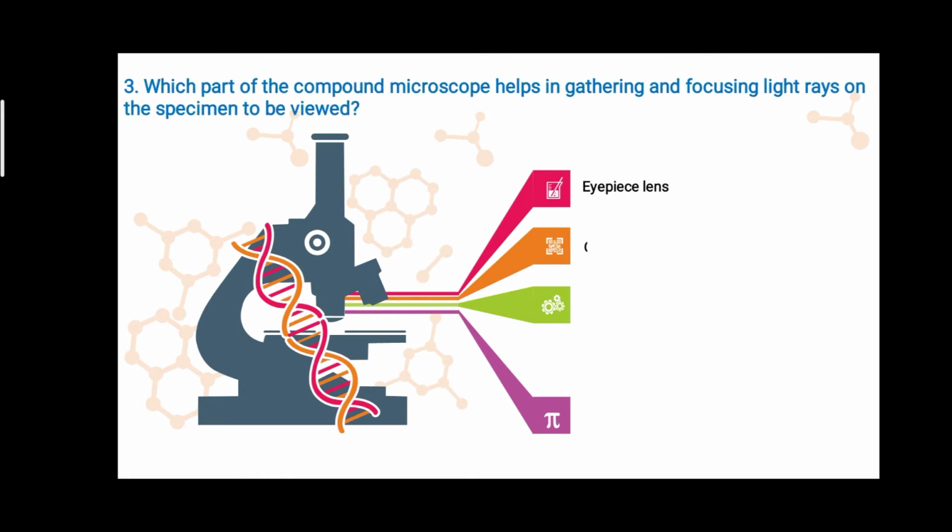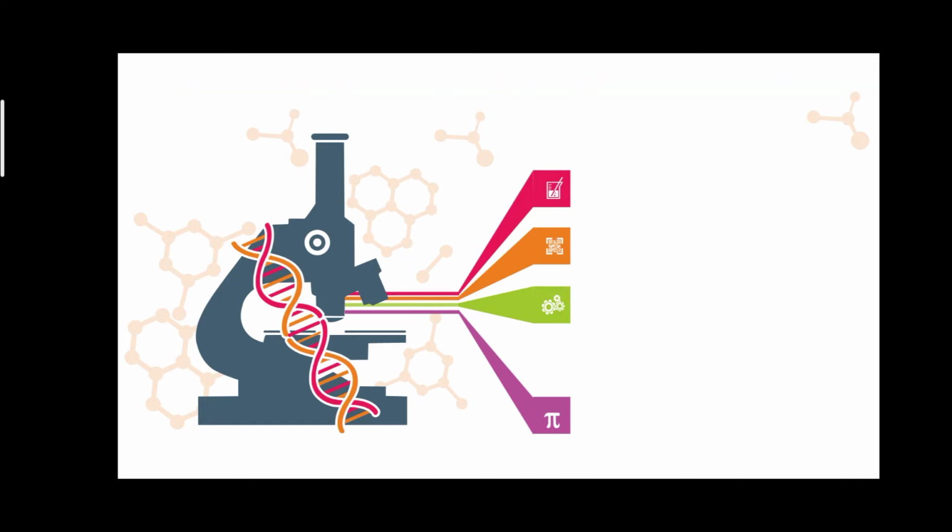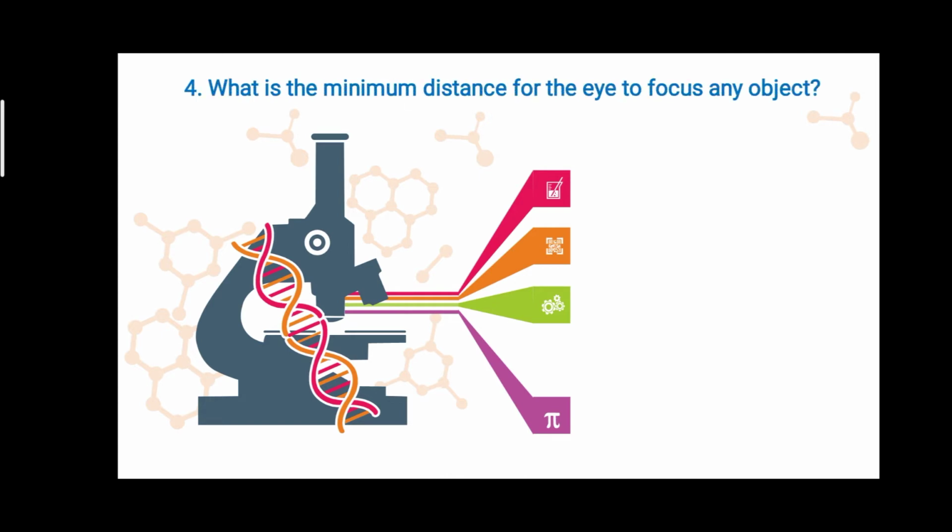Which part of the compound microscope helps in gathering and focusing light rays on the specimen to be viewed? Condenser lens. What is the minimum distance for the eye to focus any object? 25 cm.